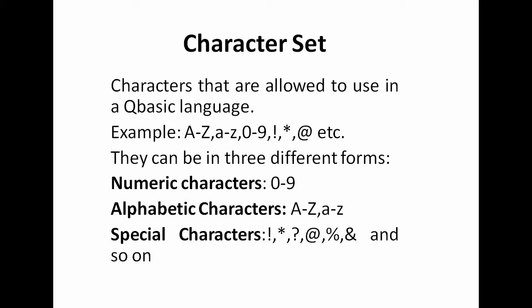They can be in three different forms. Numeric characters, which are from 0 to 9. Any value from 0 to 9 is a numeric character. Next, alphabetic characters, that is capital A to Z and small a to z. And we have some special characters: exclamation, asterisk, question mark, at the rate, percentage, ampersand, and so on. These are the characters allowed in our QBasic program, so it comes under an element called the character set.